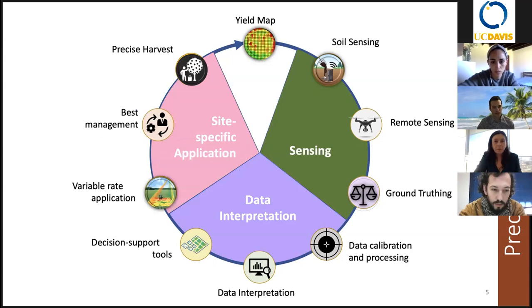And last step is the site-specific application, as I mentioned. So now we have all this good data, and we have this intelligent model that can tell me exactly what's going on at each part of my orchard. So now what? What should I do now? That's also another challenge that we are facing and we are trying to solve. And we need the tools that can apply variable rate application for inputs. For example, we can apply variable rate of nitrogen or water.